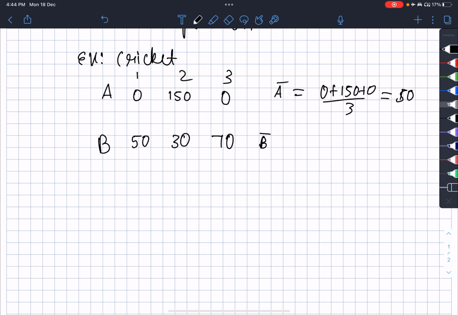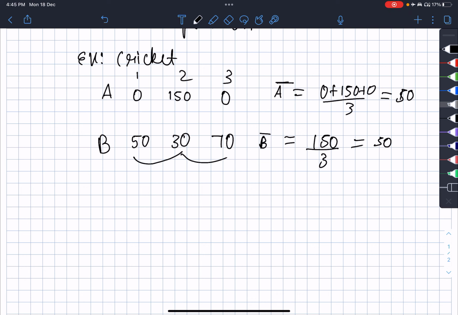If we take the mean of the second player, which is 50 plus 30, 80, and 80 plus 70 is 150, by 3, which is also 50. The mean of A and the mean of B, both are 50. But they both have different stories. The mean is telling the same, but the story behind it is very different.